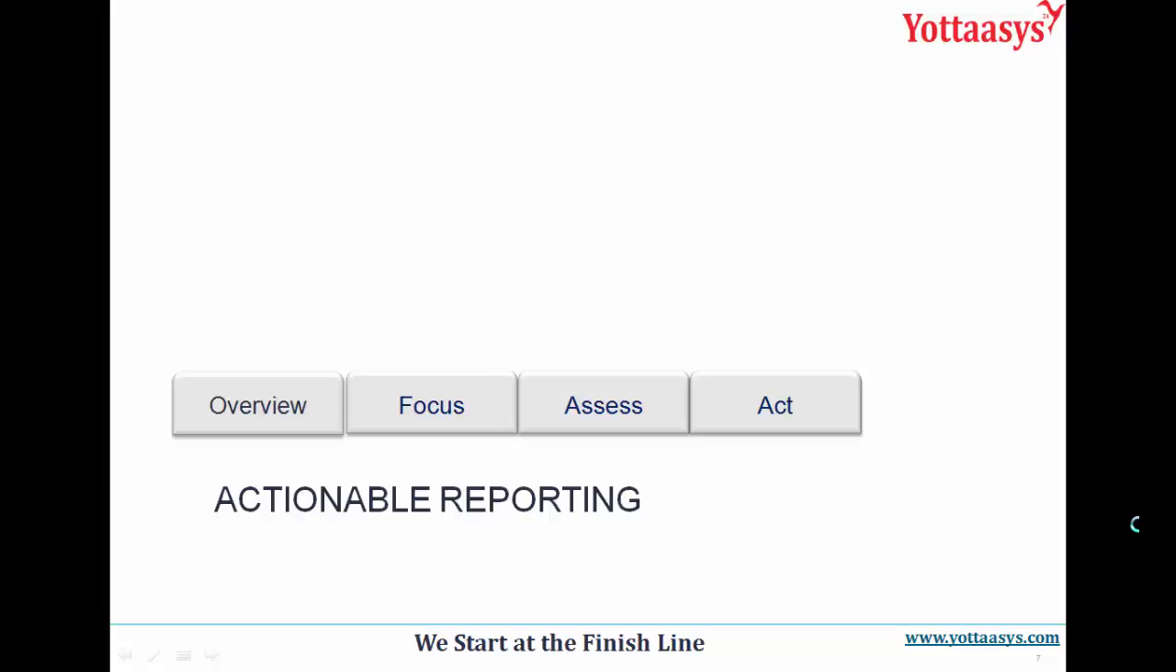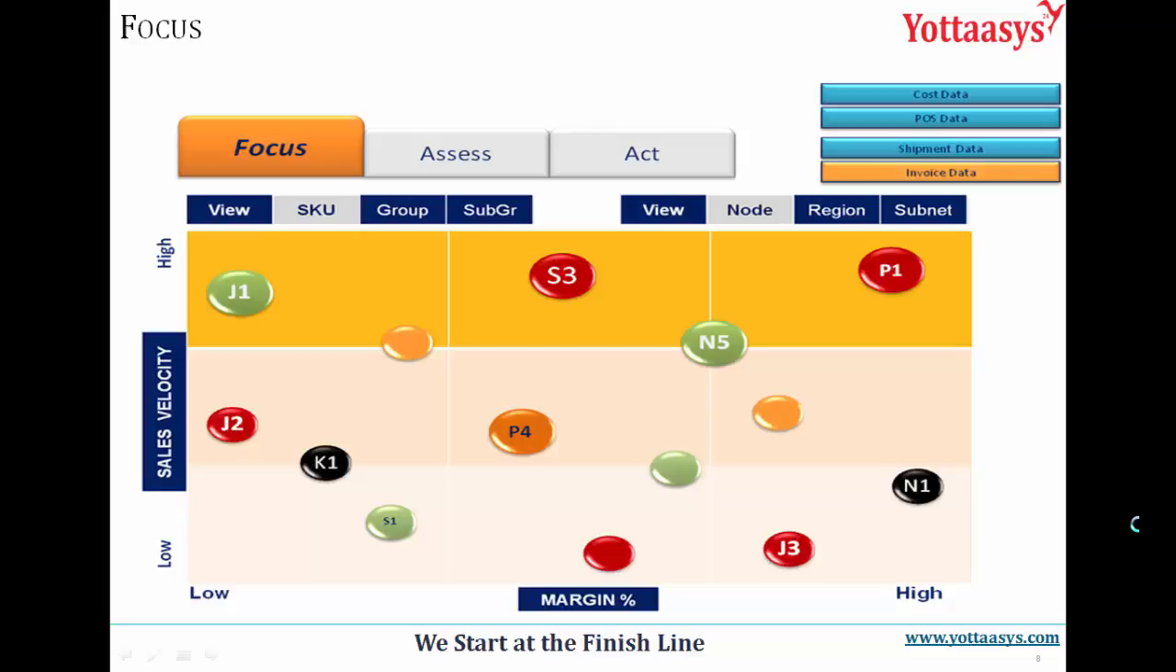The overall solution is divided into 4 dashboard tiers: Overview, Focus, Assess, and Act. The Overview tier provides a detailed overview of the state of supply chain for the entire rig management ecosystem. The Focus tab provides a deep dive into the key operational and strategic parameters for the entire rig management ecosystem.